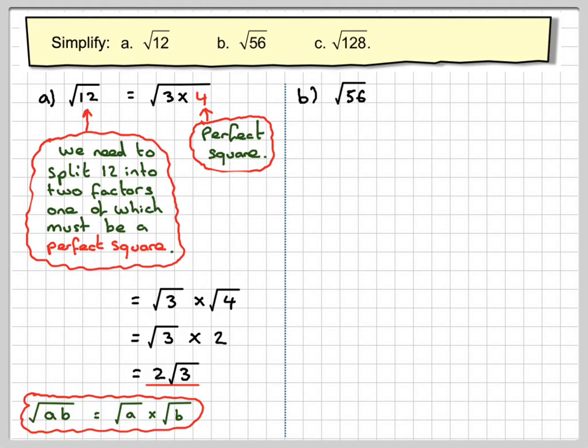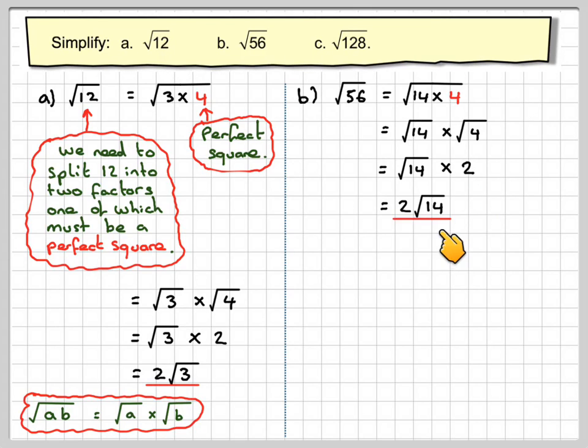Square root of 56. Again, we need to split this into two factors, one of which must be a perfect square. A bit of trial and improvement will lead you to 14 times 4. Now that becomes the square root of 14 times the square root of 4. The square root of 4 is 2, so that's the square root of 14 times 2, which is 2 root 14. Again, perhaps in time you don't need all these steps.